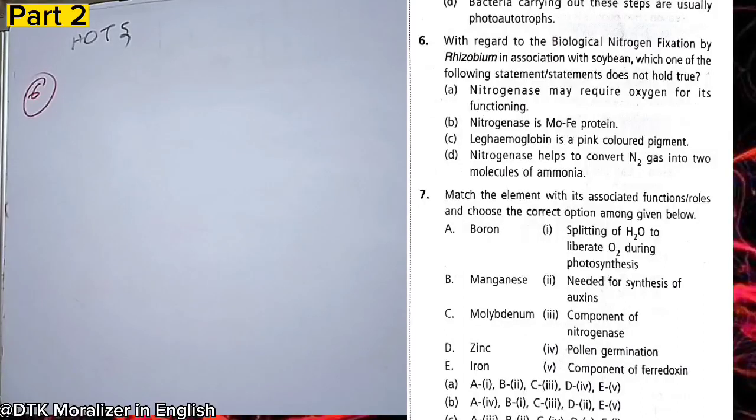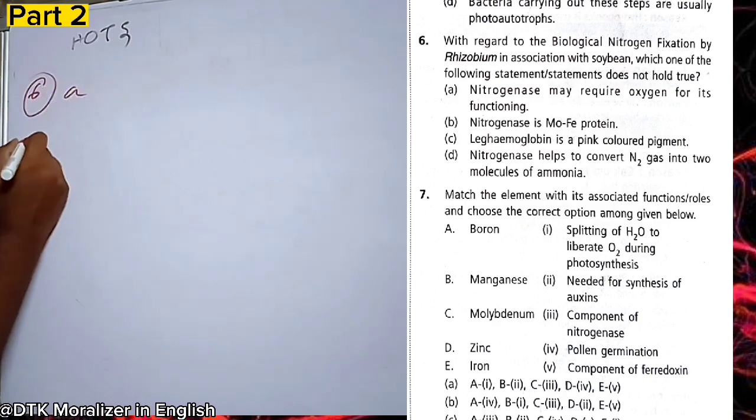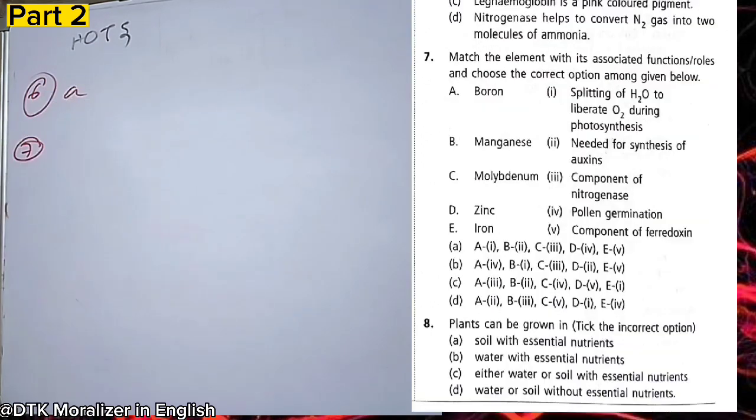Now question number 6. With regard to biological nitrogen fixation by Rhizobium in association with soybean, which one of the following statements does not hold true? Nitrogenase may require oxygen for its functions. Does that hold true? No. So option A would be right.